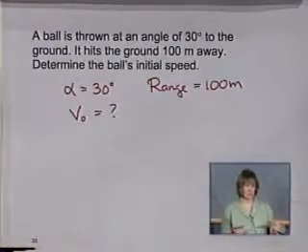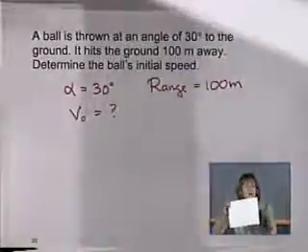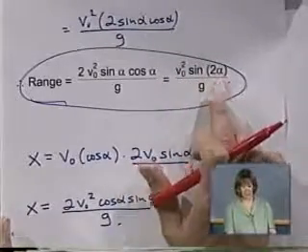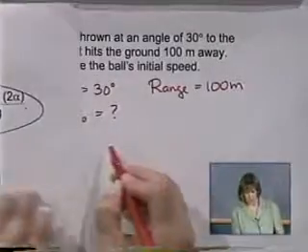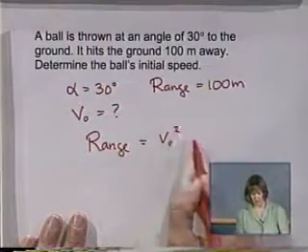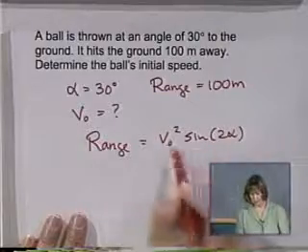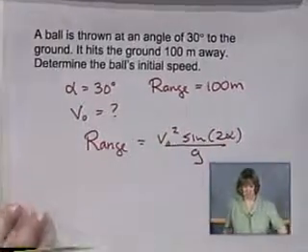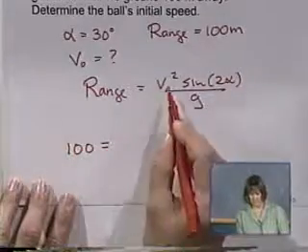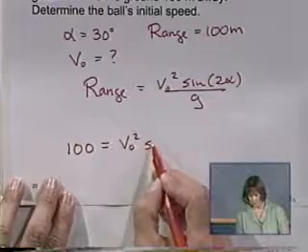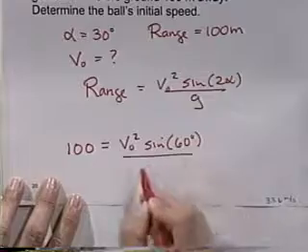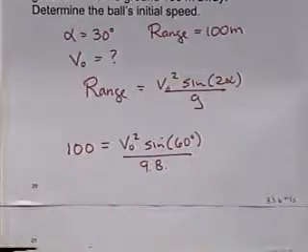Well, we could derive a whole bunch of stuff, but I derived a formula for the range for you people. This one I like the best. V naught squared sine 2 alpha over g equals my range. So copying that, range equals V naught squared sine of 2 alpha over g. And let's just plug and chug. They told me my range was 100. My V naught squared, I don't know. My alpha is 30, so I'm going to take sine of 60. And my g is 9.8.